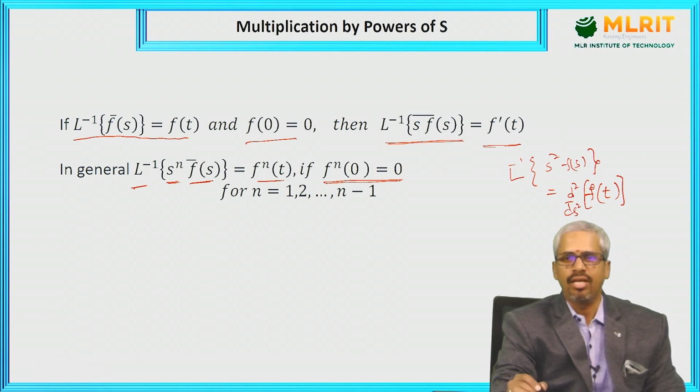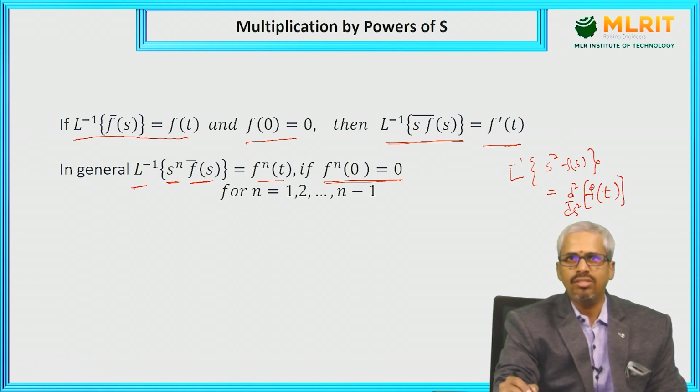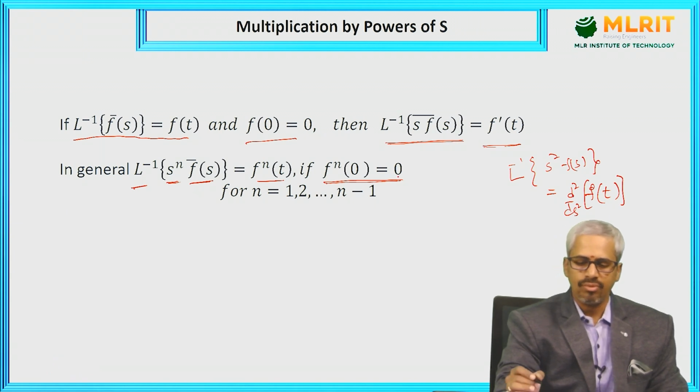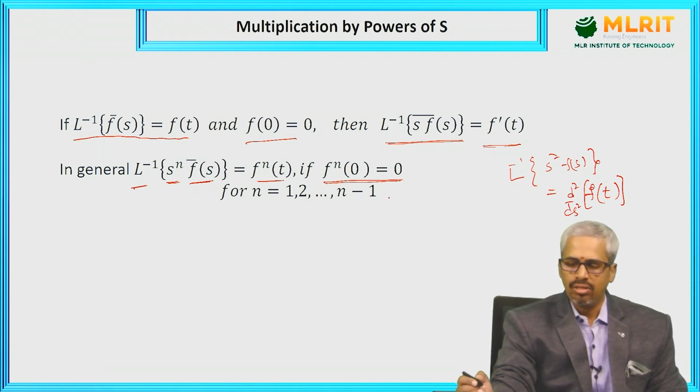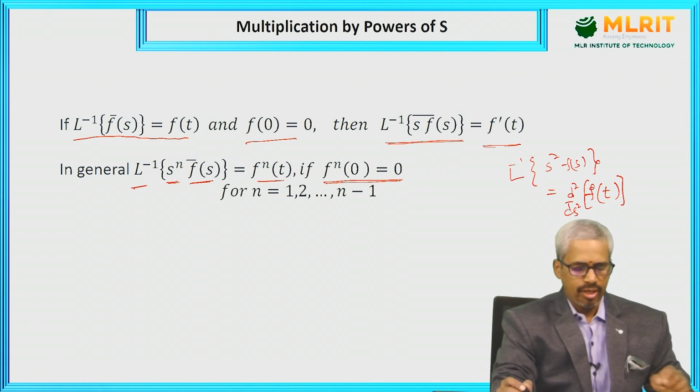What does it mean? F power n of 0 means nth derivative of f at 0. It should be equal to 0 for n equal to 1, 2 and so on up to n minus 1. So let us see the problems on it.